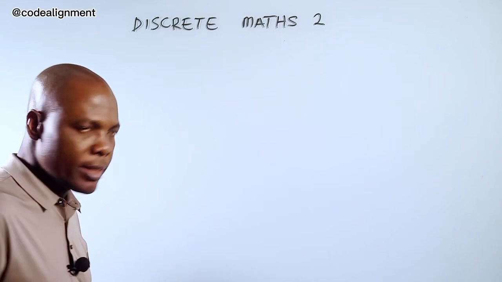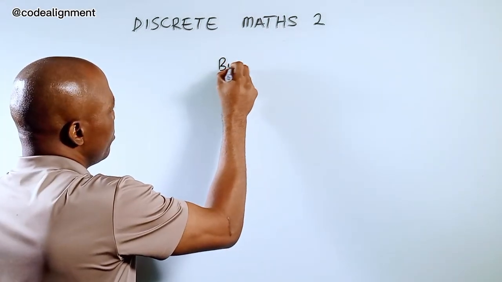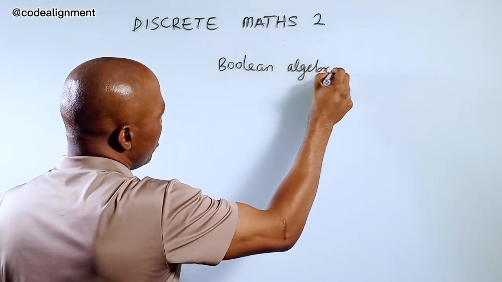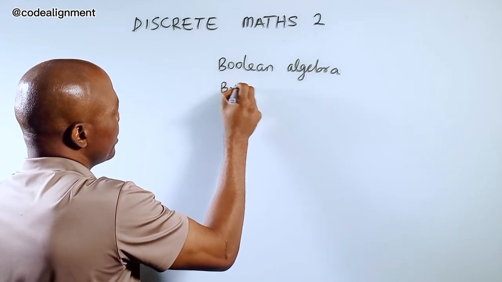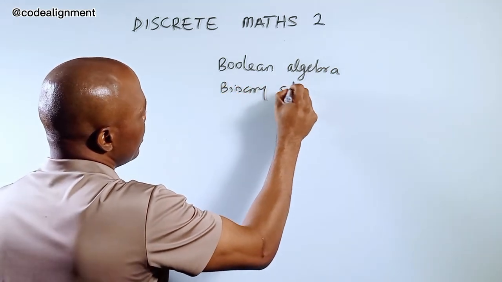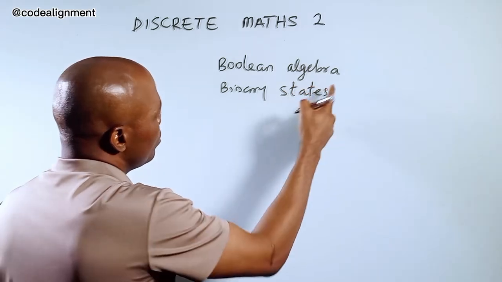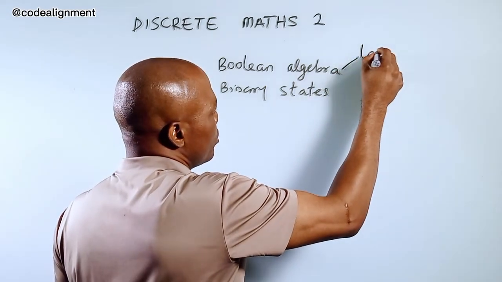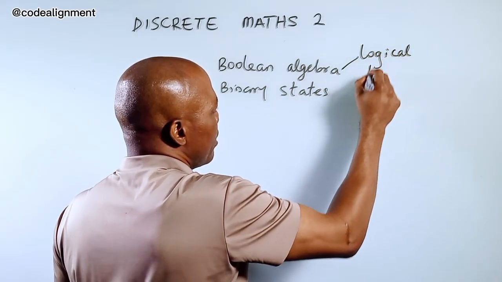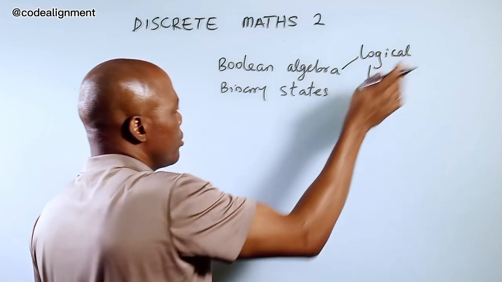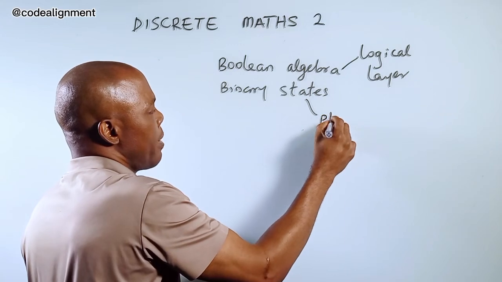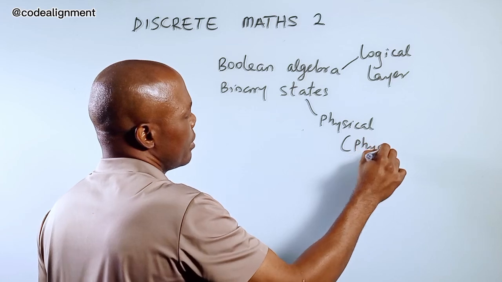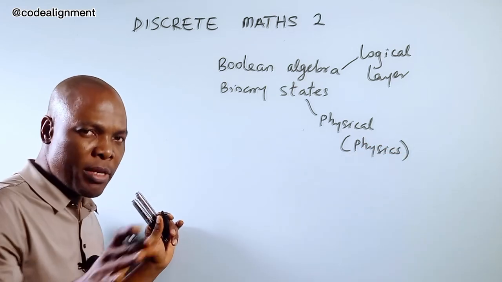I told you in the last class that Boolean algebra and binary state, right? I told you these two are what? Discrete math operating at different layers. This one is at the logical layer. So logical universe, and this one is what? Physical layer, which is what? Physics. Right? That was what I explained to you in the last class.